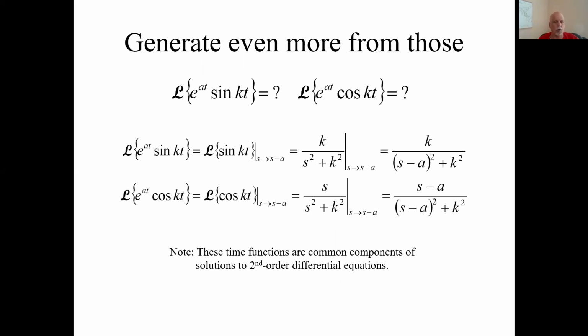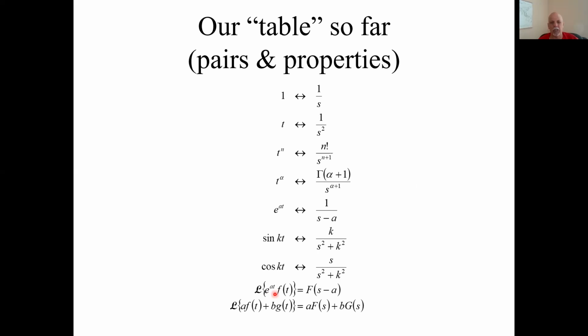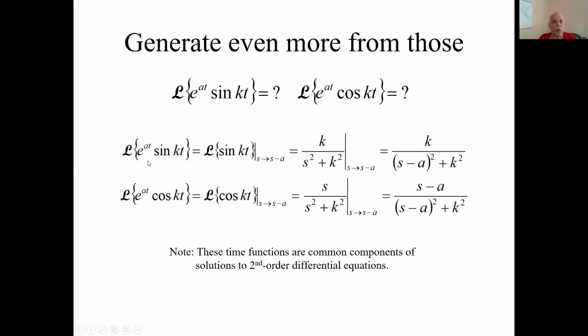Let's say that's the only table we had so far, and we were asked to find the Laplace transforms of these, e to the at sine kt and e to the at cosine kt. What are they? Well, remember we have the property, on the previous page. If you multiply the function by e to the at, its Laplace transform is the original function's transform evaluated at s minus a instead of s. The Laplace transform of sine is k over s squared plus k squared. So now we evaluate it at s minus a instead of s, and we get this. The same thing with the cosine, we get this.